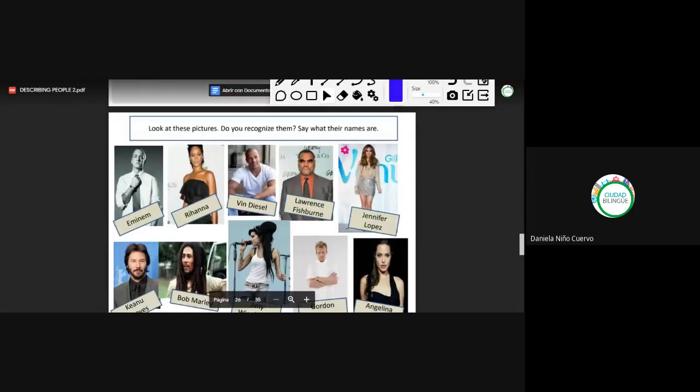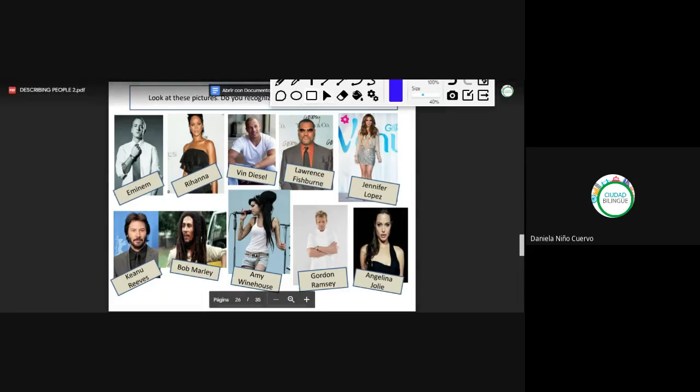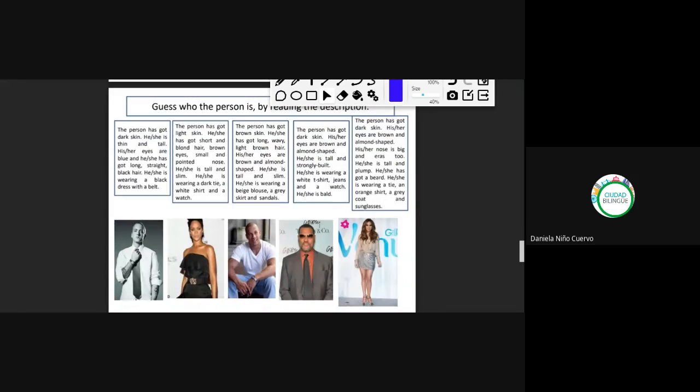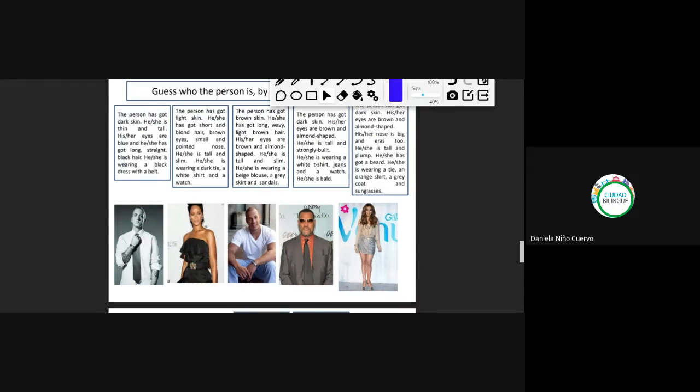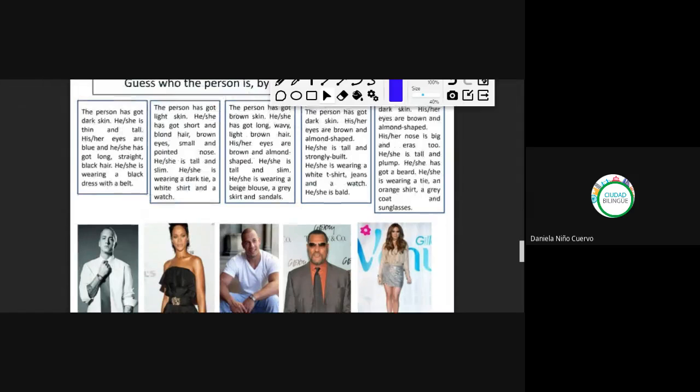So, we're going to move on over here. Look at these pictures. Do you recognize them? Say what their names are. But here we already have the names, yes? So we have Eminem, Rihanna, Vin Diesel, Lawrence Fishburne, Jennifer Lopez, Keanu Reeves, Bob Marley, Amy Winehouse, Gordon Ramsay, Angelina Jolie. Now we have the description of these characters. I'm going to make it bigger. Kids, you can see it there.